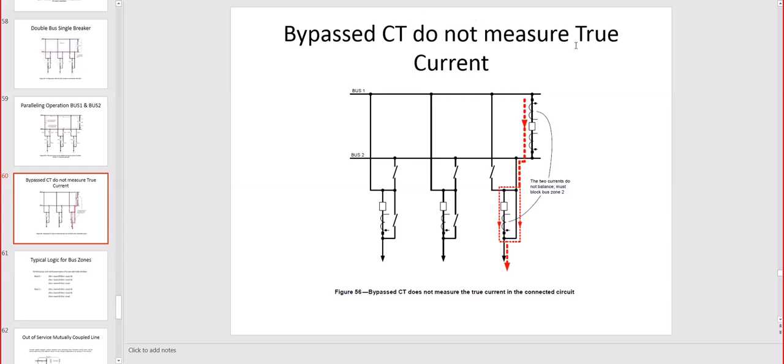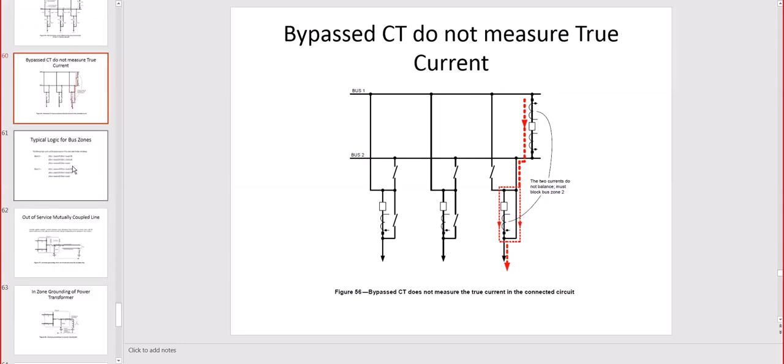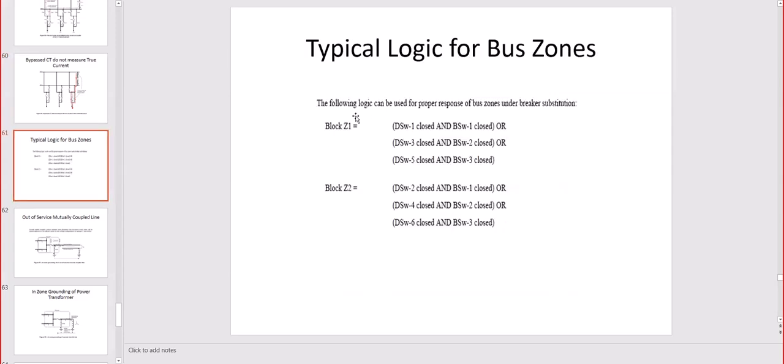Bypass CT does not measure through current in this case, because the bypass CT, which is on the bottom, you see the current flows through the closed switch, avoiding the CT on the bottom. So that is a wrong positioning of the CT. If you have a bypass CT, that CT should go after the bypass. So that's a problem. You need to measure the correct total current in all situations.